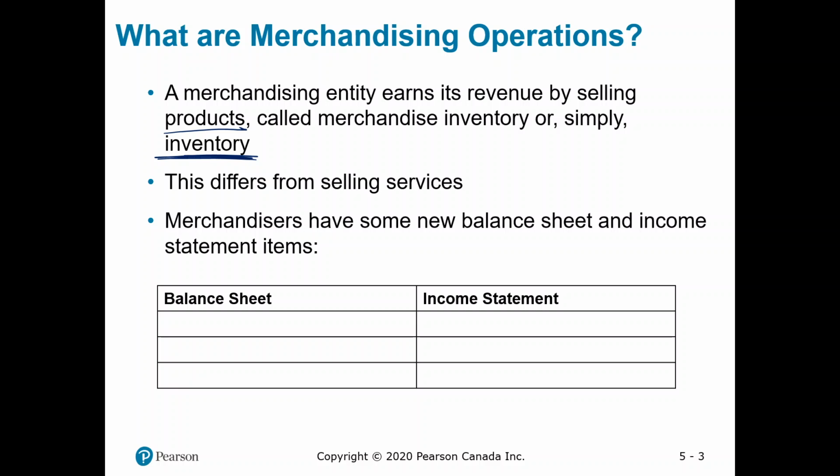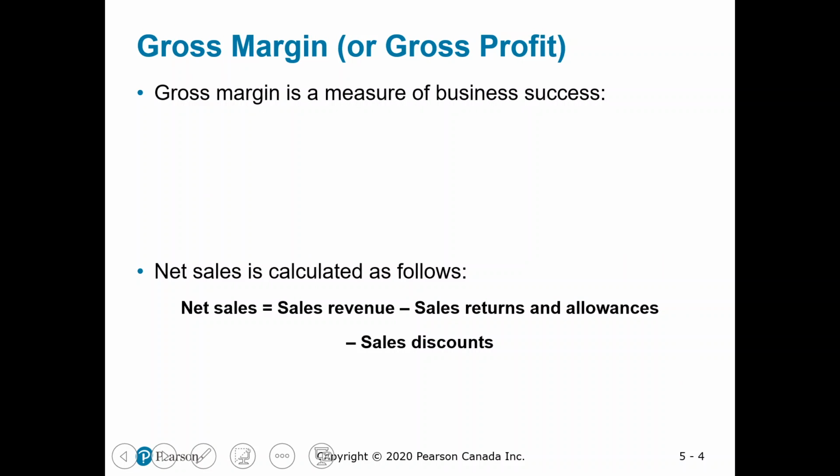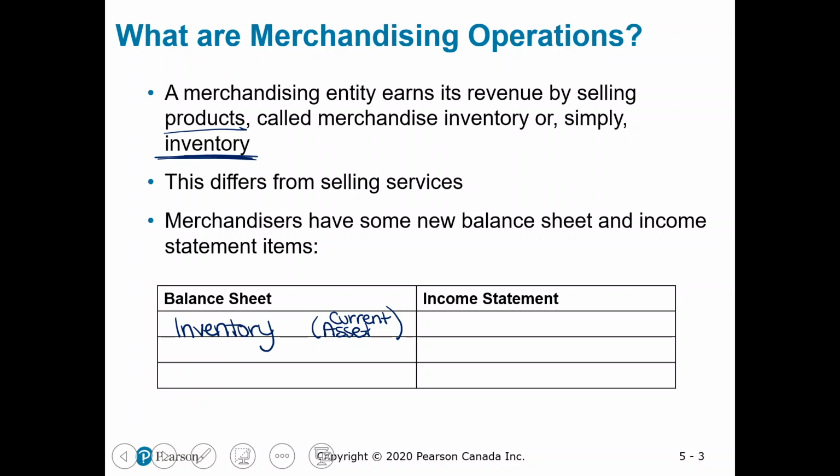So on the balance sheet side, the new account that we will be dealing with is inventory. And inventory is an asset on the balance sheet, and it's a current asset. So assets, remember, in general, are a resource that we have with a future economic benefit. And the benefit of inventory is that we will sell it in the future and we will get cash for that. So that's why it's a benefit.